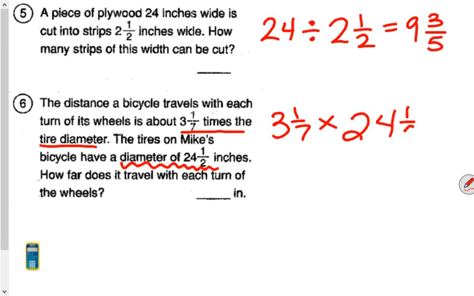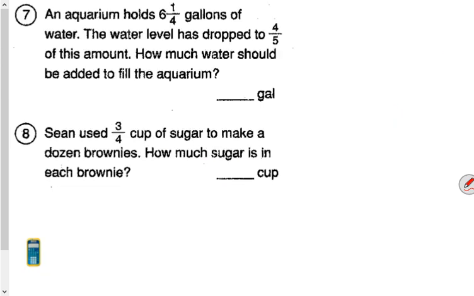3 1/7 times the tire's diameter. Well, the diameter is 24 1/2 inches. So there's my problem that I need to do: 3 1/7 times 24 1/2. And once I put that in my calculator, I'm going to get 77 inches as my answer.